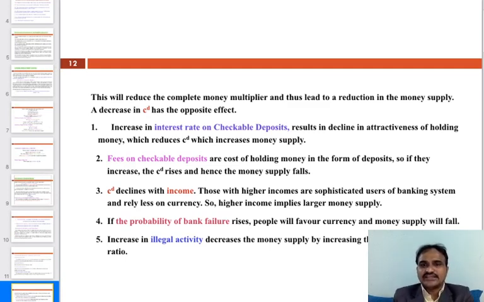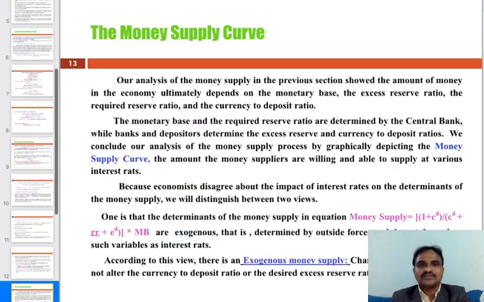An increase in the interest rate on checkable deposits makes holding money more attractive, which reduces the currency deposit ratio and increases the money supply. Fees on checkable deposits are a cost of holding money in the form of deposits, so if they increase, the currency deposit ratio rises and hence the money supply falls. The currency deposit ratio declines with income: those with higher incomes are sophisticated users of the banking system and rely less on currency, so higher income implies a larger money supply. If the probability of bank failures rises, people will favor currency and the money supply will fall. An increase in illegal activity decreases the money supply by increasing the currency to deposit ratio.